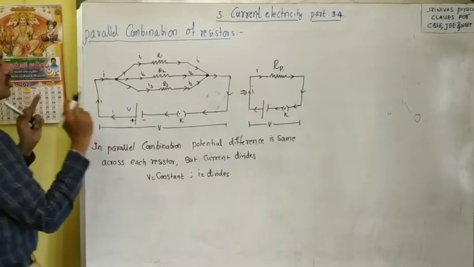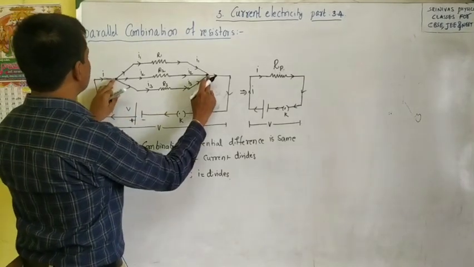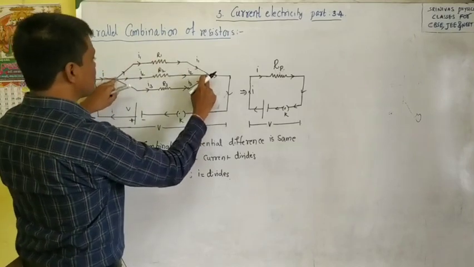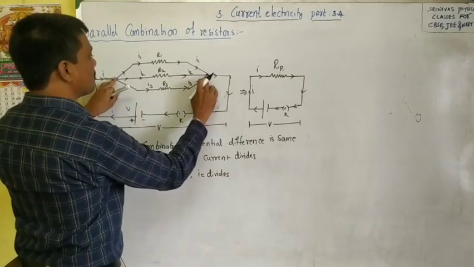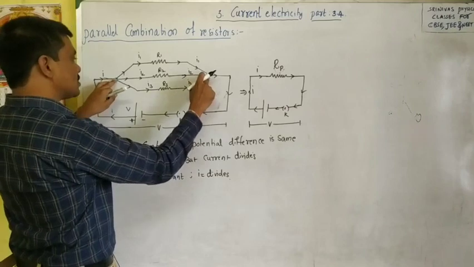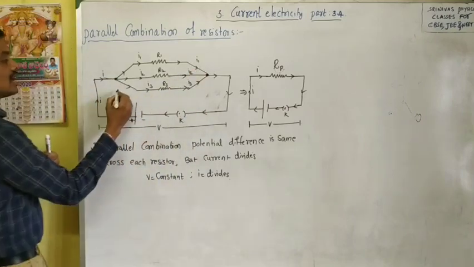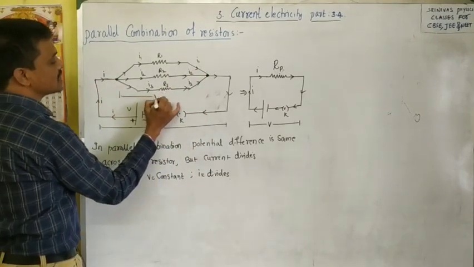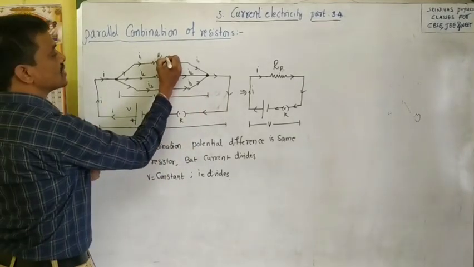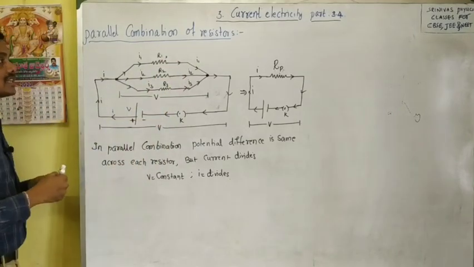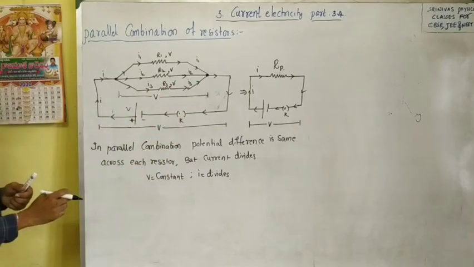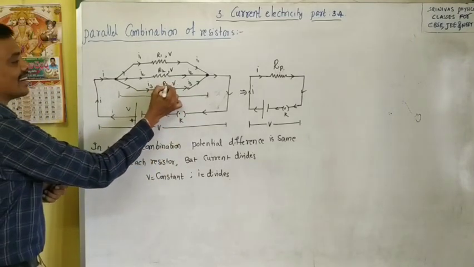And let us see, what about the potential difference? Between these two points, the potential difference that we are supplying is V. And between these two points only the first resistor is there. Between these two points only the second resistor is there. Between these two points only the third resistor is there. The potential is constant between two points, that is V. That means the potential across the first resistor is V, the potential across the second resistor is V, and the potential across the third resistor is also V. That means in parallel combination, potential is constant. Right? It was very simple.